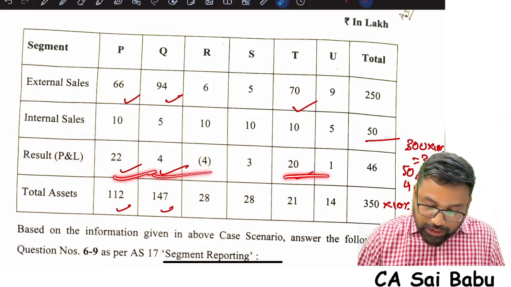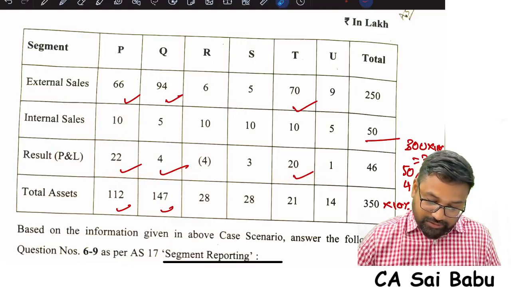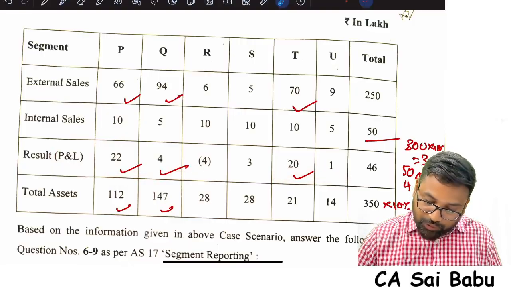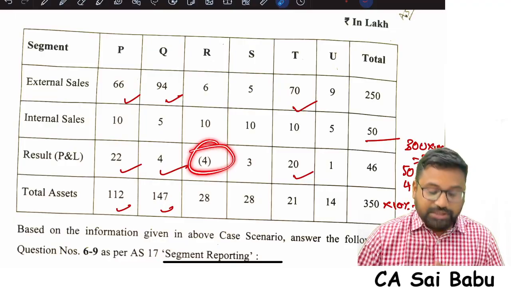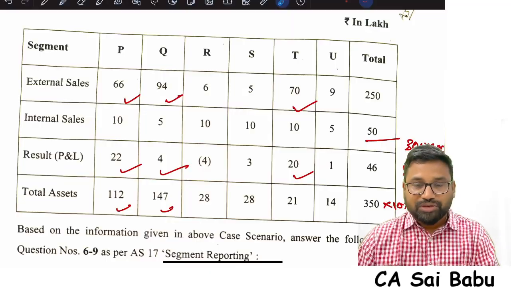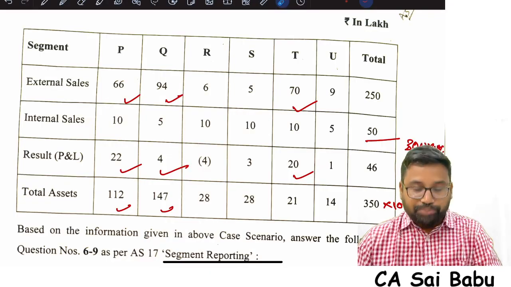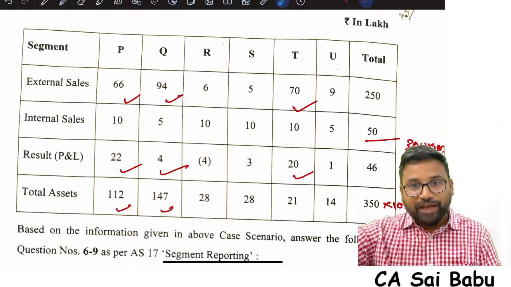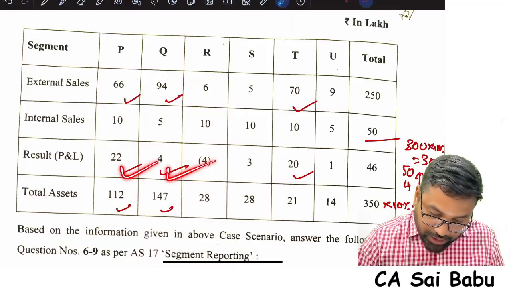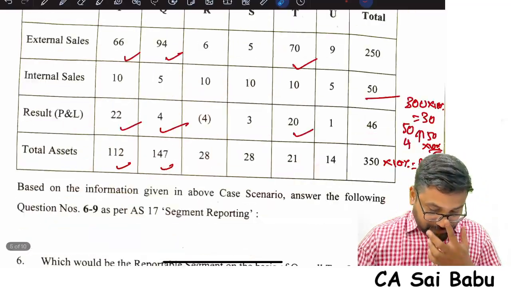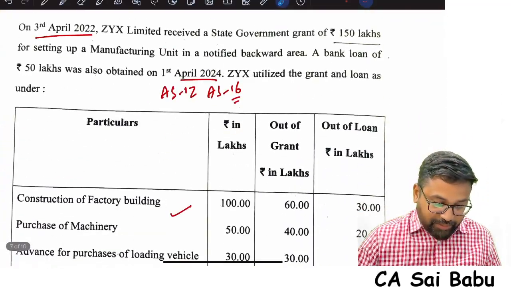First, add up all the segments having profits. So 22 plus 4 plus 3 plus 20 plus 1, it will be 50, or losses, 4, whichever is higher in absolute numbers, 50. 10% of that is 5. So any segment having 5 or more in absolute numbers will be reportable. So it will be P, Q as well as T. Okay. So very simple, segment asset criteria.